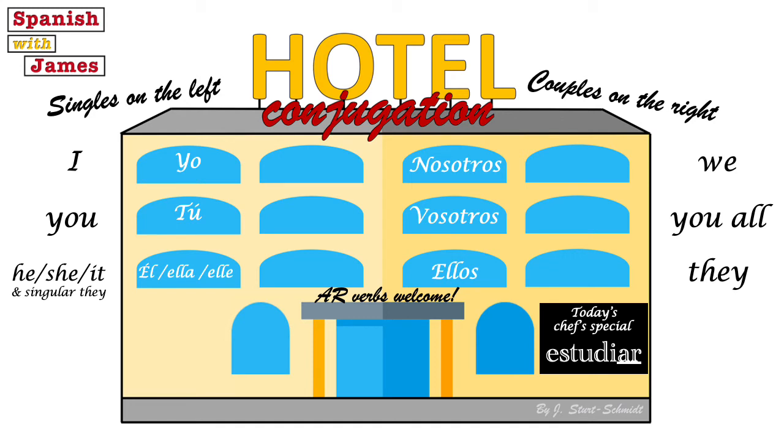There's lots of examples. So with the verb estudiar, again we know no infinitives are allowed in this hotel. We need to leave our AR ending at the door. So that leaves us with the verb stem, estudi. And then we can add our o, as, a, amos, áis, an.